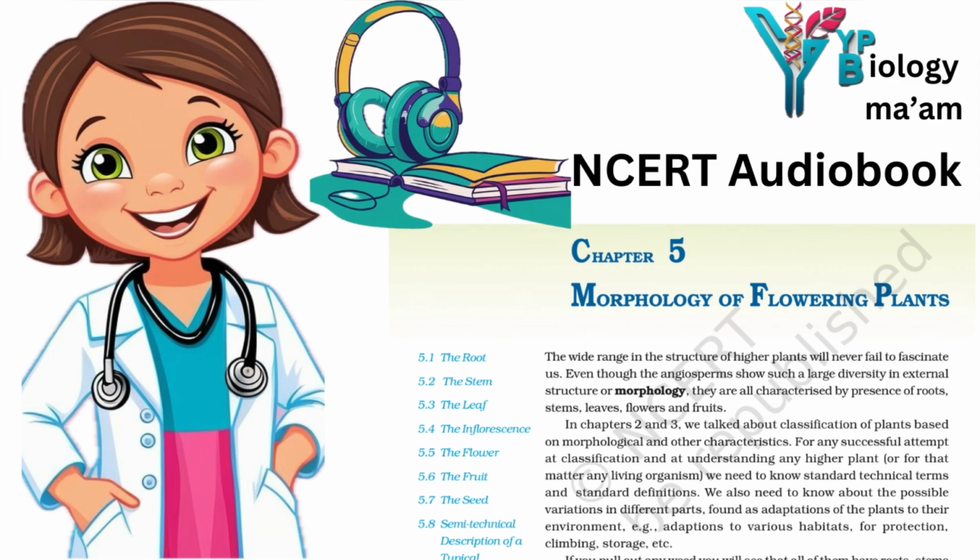5.5.1 Parts of flower. Each flower normally has 4 floral whorls, that is calyx, corolla, androecium and gynoecium. 5.5.1.1 Calyx. The calyx is the outermost whorl of the flower and the members are called sepals. Generally, sepals are green, leaf-like and protect the flower in the bud stage. The calyx may be gamosepalous, it means sepals united, or polysepalous, means sepals free.